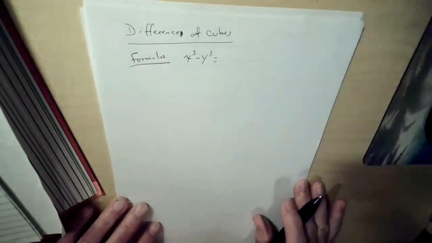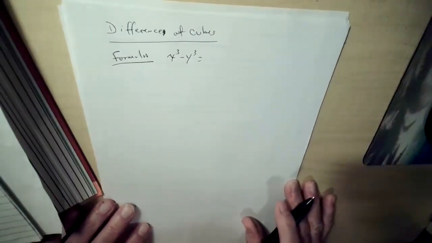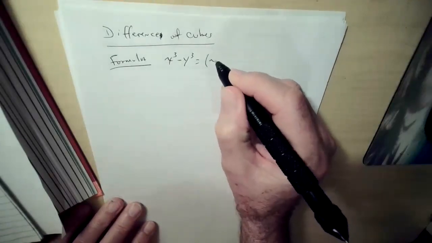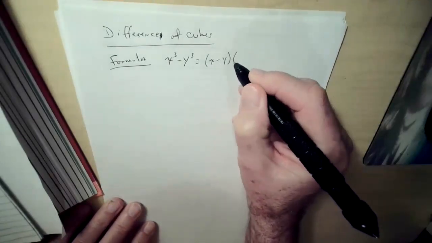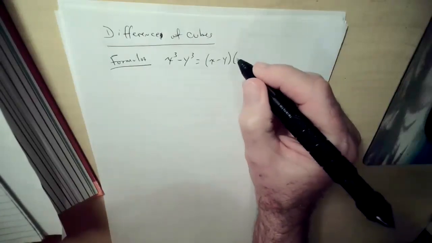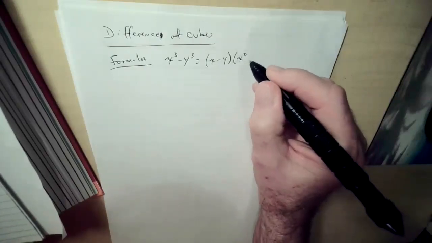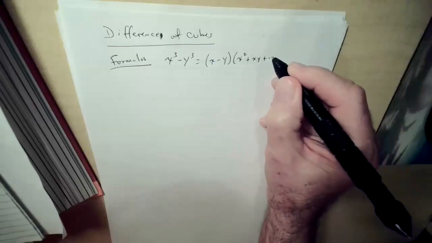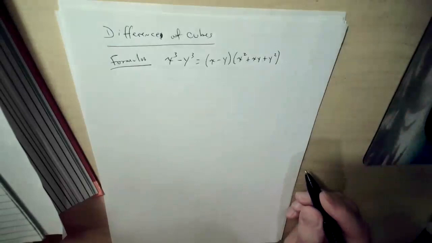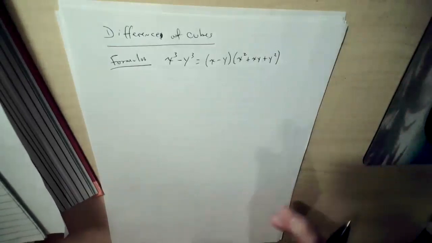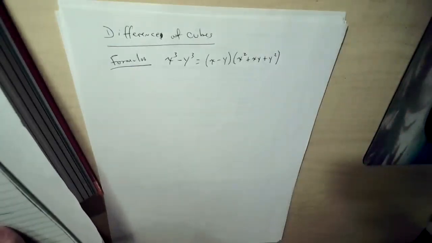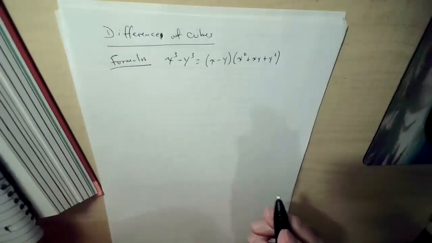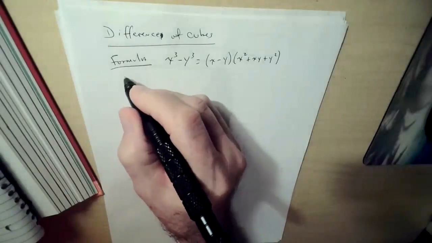If you have two cubes, x cubed minus y cubed, this equals, I think this is on one of the sheets that I sent you, the formulas are on there, x minus y times x squared plus xy plus y squared. No, it looks terrible, doesn't it? It's really not that bad.